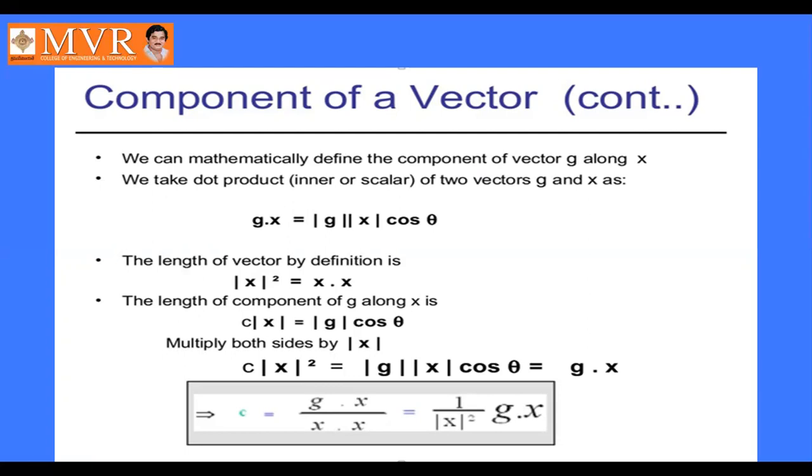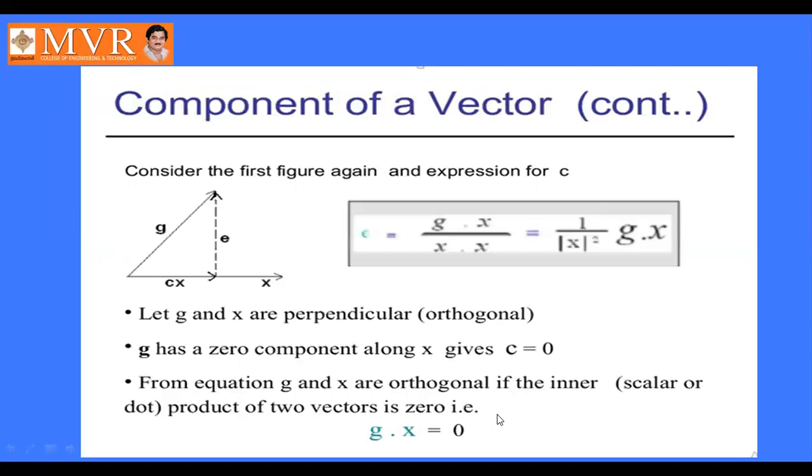So g dot x is nothing but mod g into mod x into cos theta, or c equal to g dot x by mod x square. Now consider the first figure, again the expression for c. This is the first figure, g and cx with the error vector e. So c equal to g dot x by x dot x, or 1 by x square into g dot x.